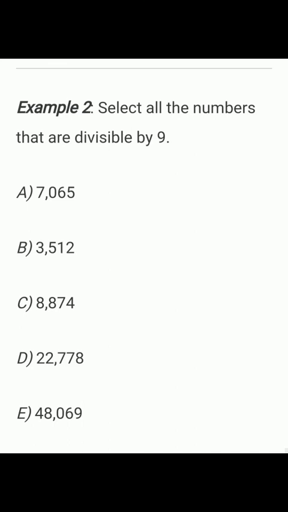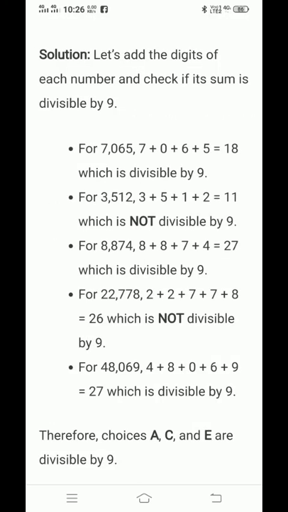Example number 2. Select all the numbers that are divisible by 9. The question is clearly visible on your screen. Now what is the solution? Let us add the digits of each number and check if the sum of the digits is divisible by 9 or not. When you add, you will get answers, and at last the choices A, C and E are divisible by 9.